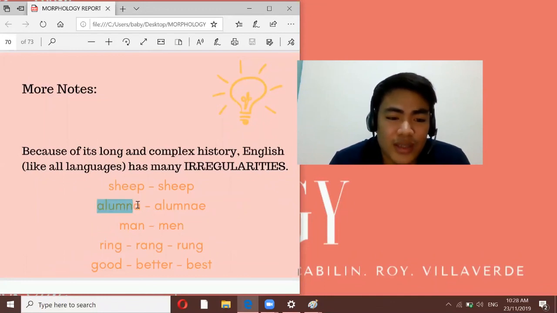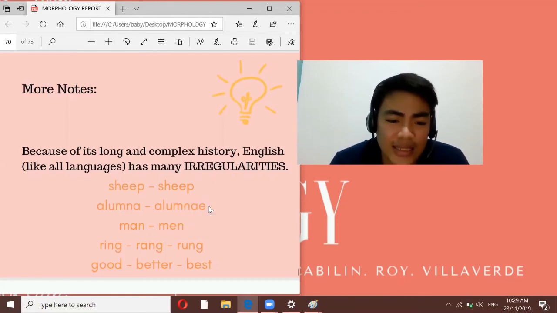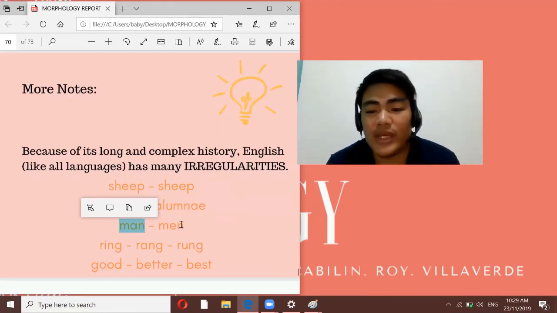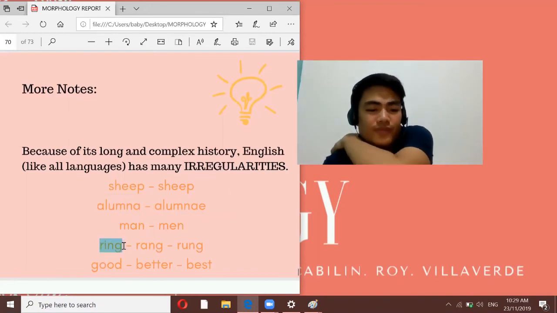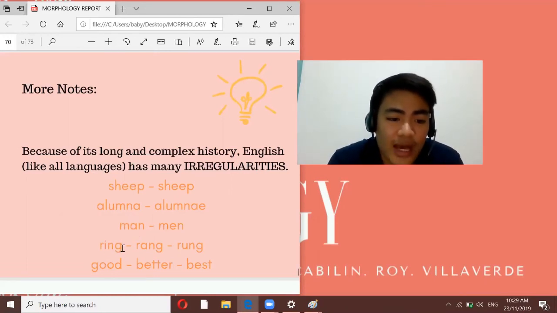Also, another inconsistency, we have alumna to alumnae. Instead of pluralizing by adding s, we added e. And then for man, we pluralize by changing the vowel to e, from man to men, woman to women. And then for this example of a verb, we call it an irregular verb. We have ring, rang, and rung.